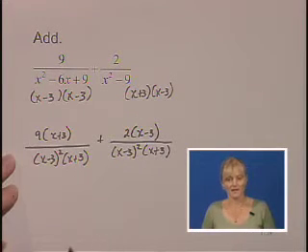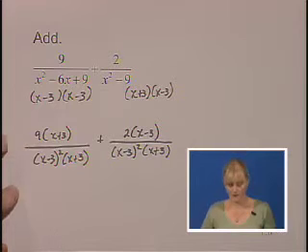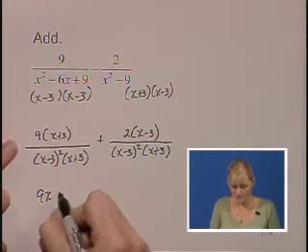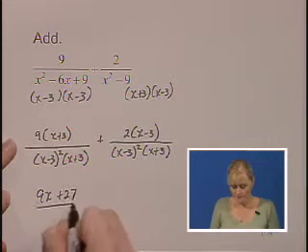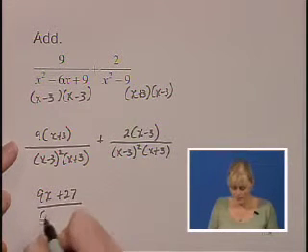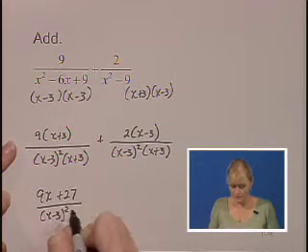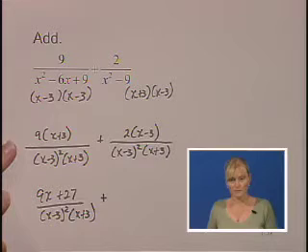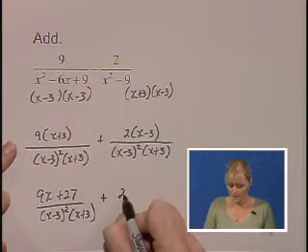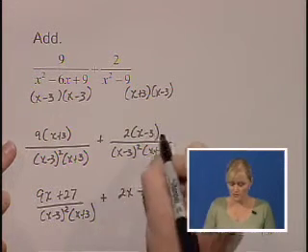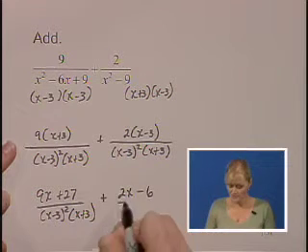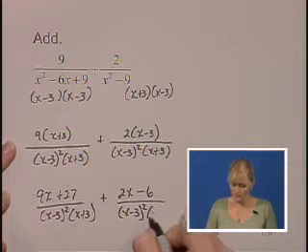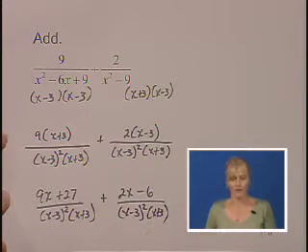So now we're going to simplify this, doing some distributive on each fraction before combining like terms. So this will simplify to 9x plus 27 divided by our LCD, which is x minus 3 squared times x plus 3, plus, let's do our distributive, 2x minus, then 2 times a negative 3, so that's 6, all over our LCD, x minus 3 quantity squared, x plus 3.